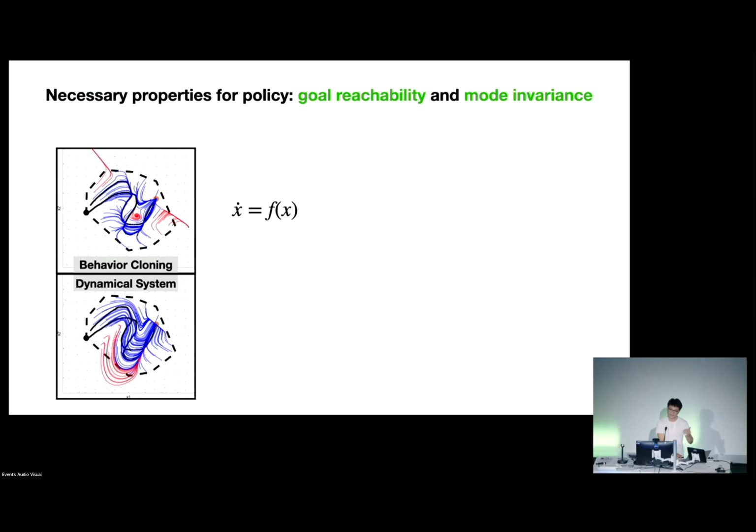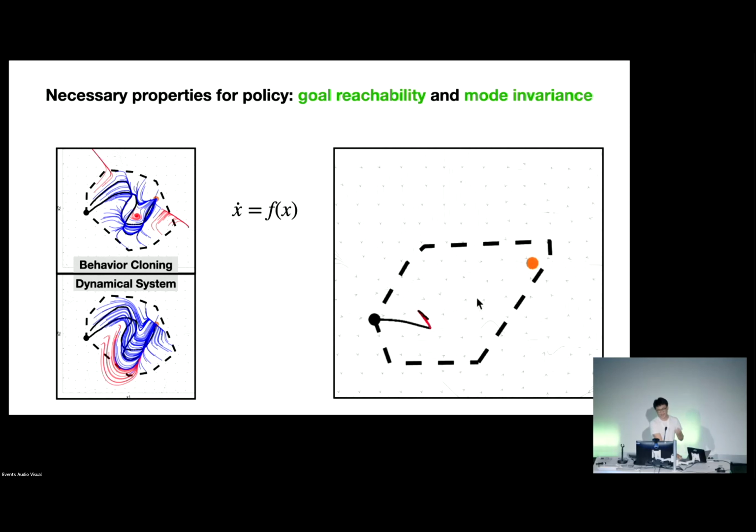However, the red trajectories leave the mode before coming back, thus failing the task. Therefore, we also need to ensure mode invariance to make sure all of the flows starting in the mode stay in the mode before reaching the goal, until reaching the goal. How do we ensure that?